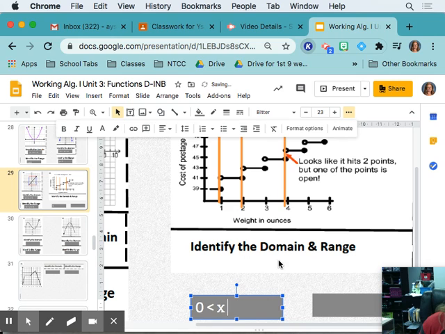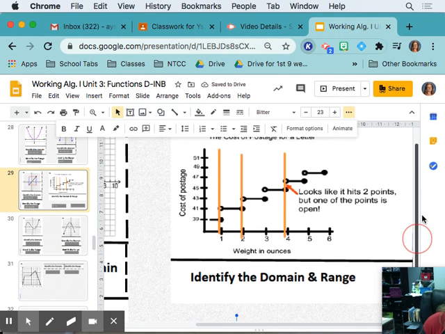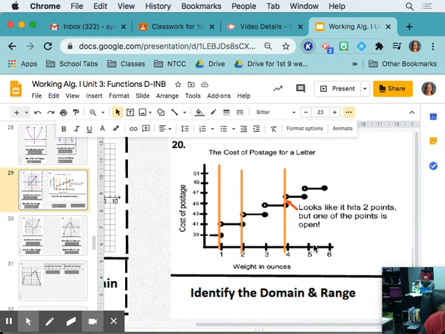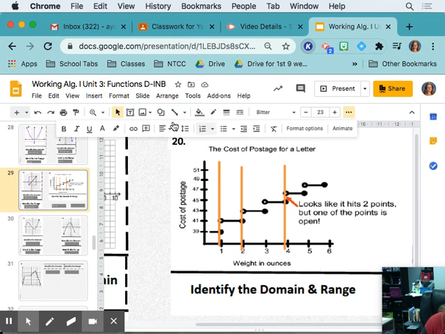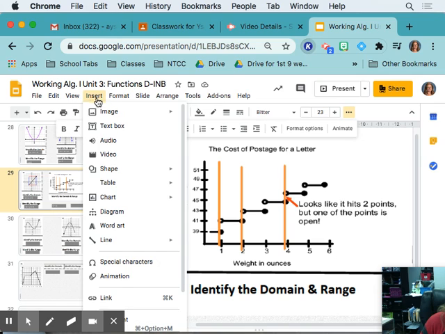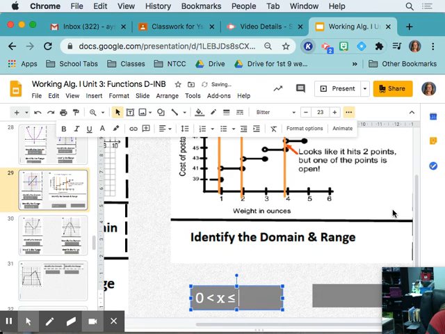X. And then what is the most that it can be? Weight, domain is your x's. So it'd be 6. And it'd be a less than or equal to because it is a closed circle. Insert special characters, less than or equal to 6.